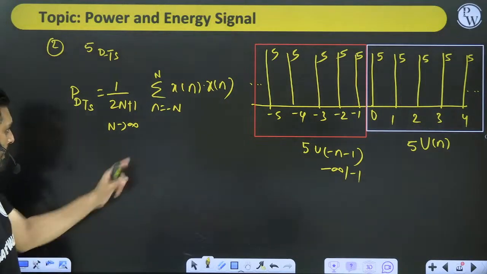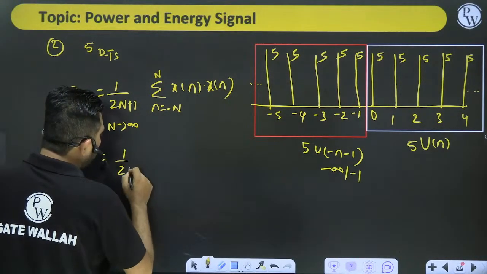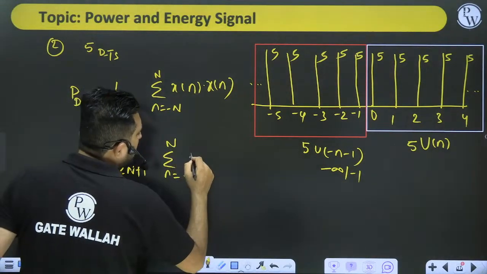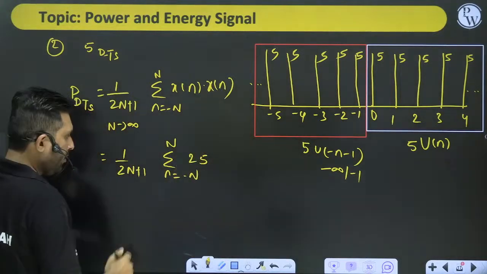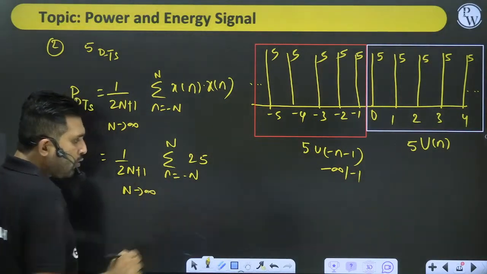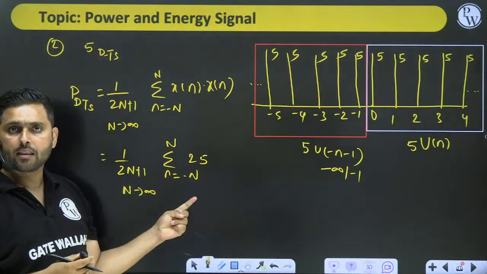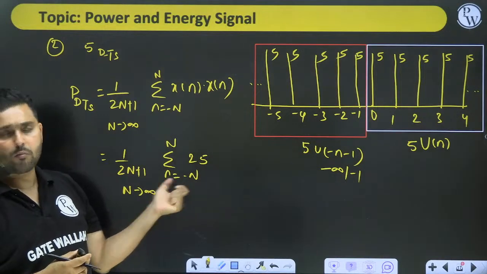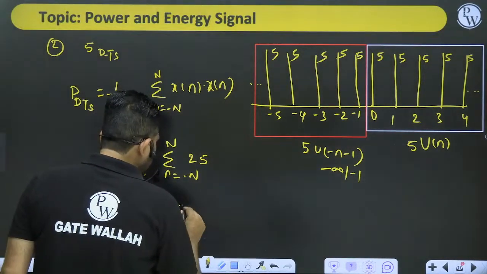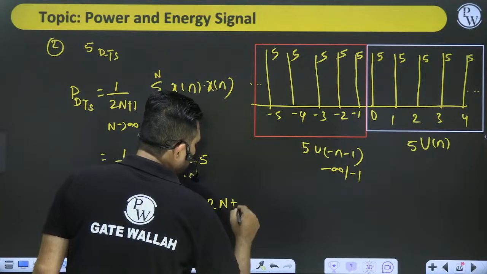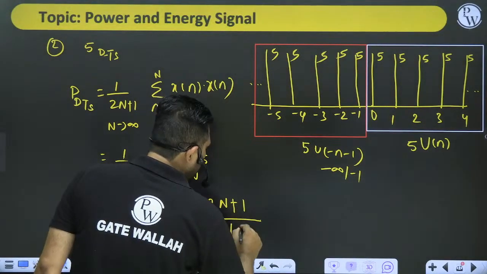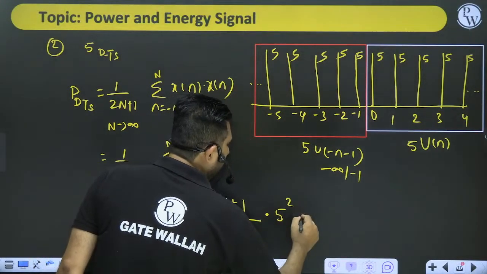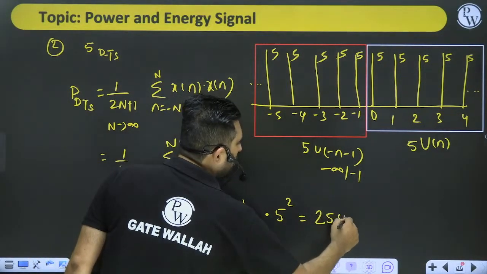Okay, and this can be done as 1 over 2n plus 1, summation n equals minus n to n, 25, 5 square, 5 into 5, with n tending towards infinity. Now you know that it's a finite GP series formula again. Finite GP, 0 to n, finite GP series formula, which can be written as 2n plus 1, check it please, upon 2n plus 1, with n tending towards infinity, into 5 square. Answer is 25 watt.